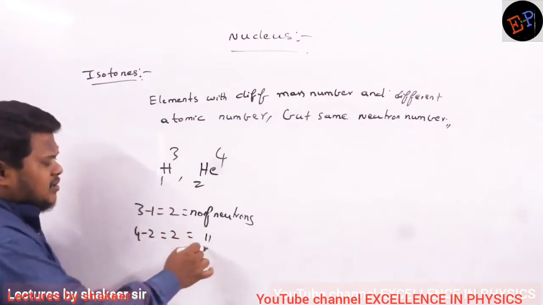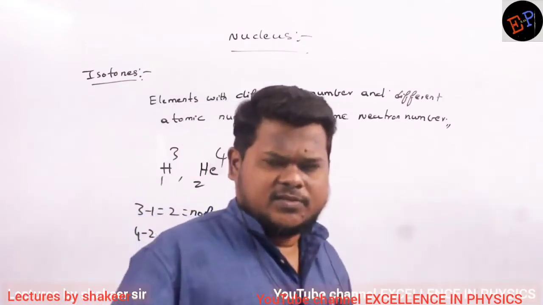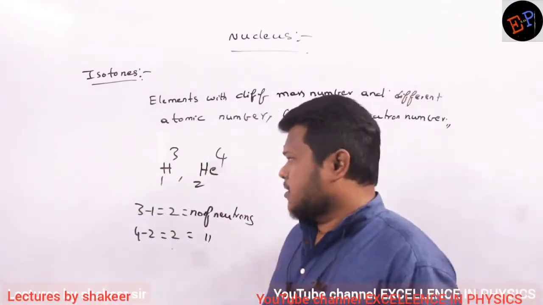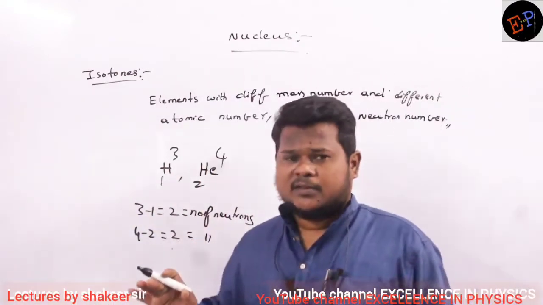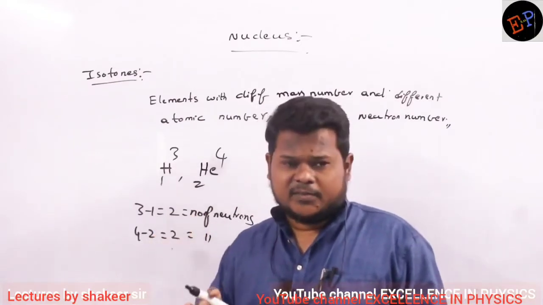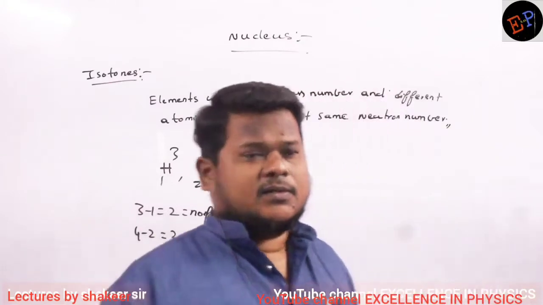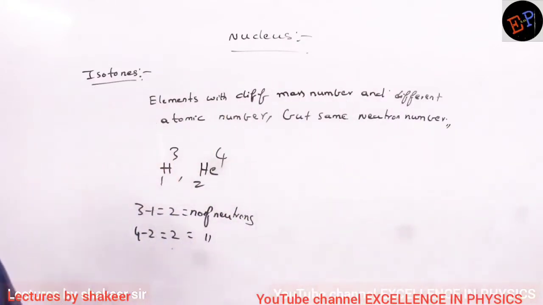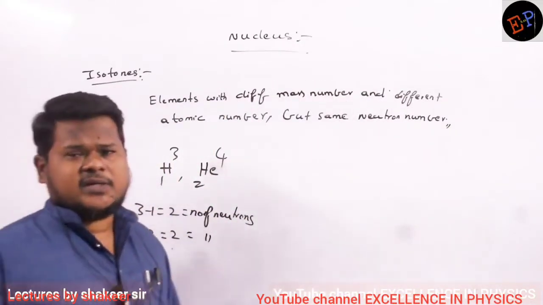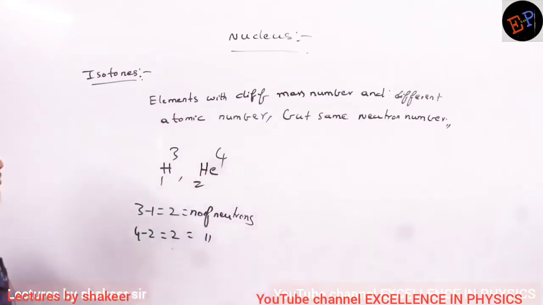Similarly, 4 minus 2, then also I get 2. And what is this 2 again? Again it is the number of neutrons. So like this you can write many examples. Are you able to understand? Mass numbers should be different, atomic numbers should be different, but the number of neutrons should be the same. That is called isotones. So these are some of the examples. Sometimes direct questions will be asked on them, so you should be careful about them.